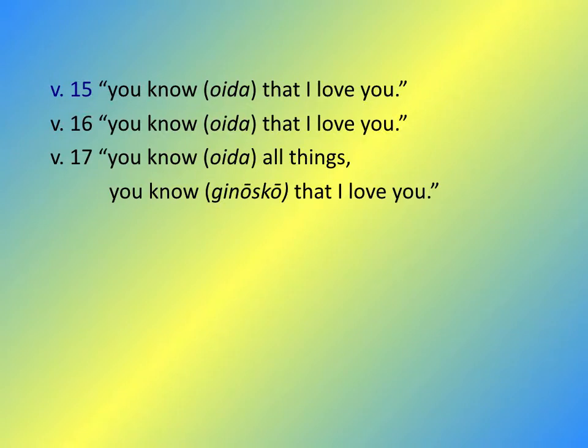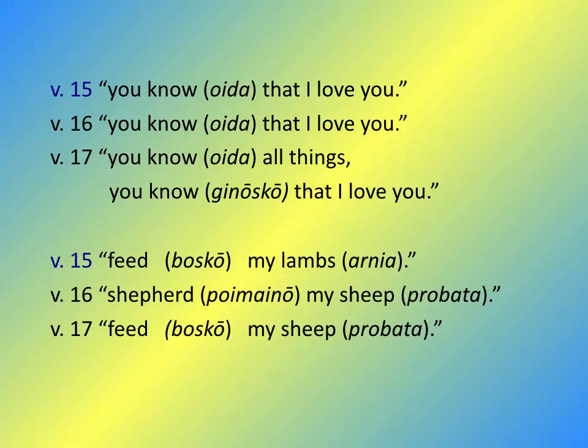In the same passage, "You know that I love you." Oida is the Greek word. "You know that I love you." Oida. Verse 17, "You know that I love you." Oida. And then it changes to ginosko, another word for love, just a synonym. When Jesus responds, it says, "Feed my lambs." That's basko arnia. "Shepherd my sheep." That's poimaino probata. And "feed my sheep." That's basko probata. You see what Jesus is doing, or what John is doing. He's using synonyms to describe essentially the same thing. So this is an argument against the idea of a literal meaning. Agapao or agape does not have a literal meaning. It has a range, a semantic range.